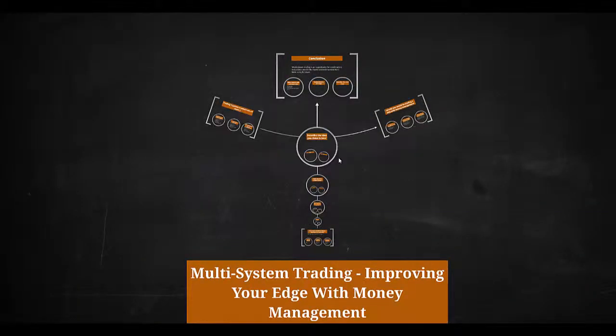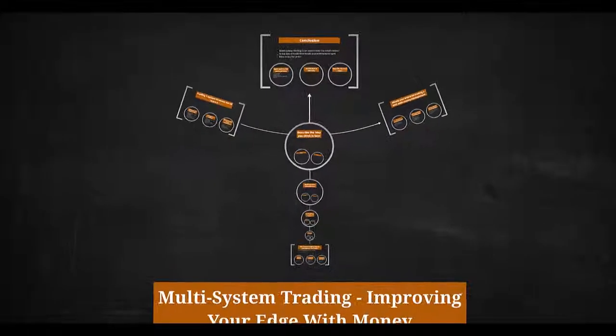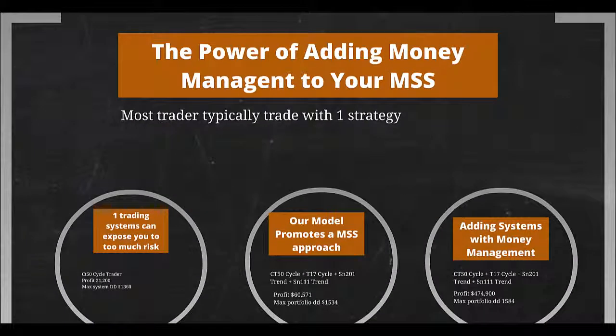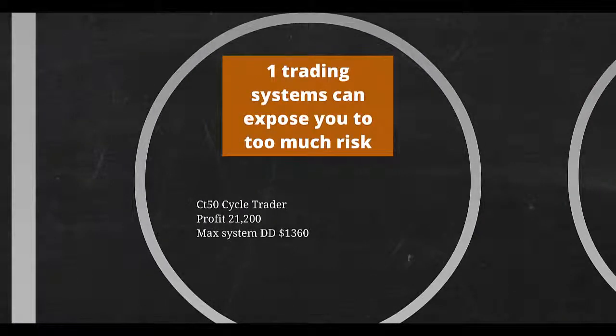So I'm going to demonstrate to you the power of adding money management to your multi-system strategy, because typically we know from previous presentations that most traders generally trade one strategy. There's a huge disadvantage to trading one system because it exposes you to too much risk. What I mean by that is that once that system stops working, you're kind of stuck. You need to go and test another market. You need to find a market where that system's going to work. So there's a lot of lost time and opportunity there.